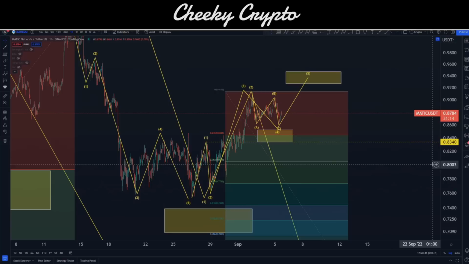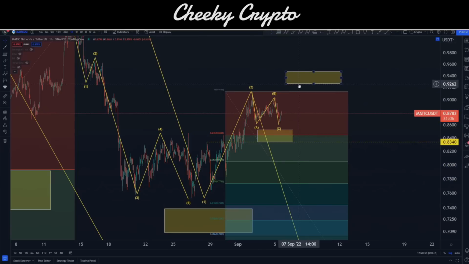Invalidating this is set at 83.4, so if the price was to go down lower than 83.4 cent, then that is no longer viable and we're not to move up. We estimate the 5th wave high to be about 92.63 to 94.72. This is going to be the estimated area of the 1.236 and the 1.618 Fibonacci levels based on the current wave 4.